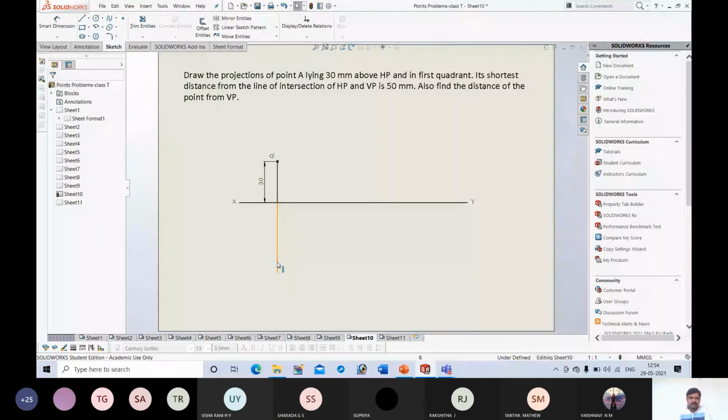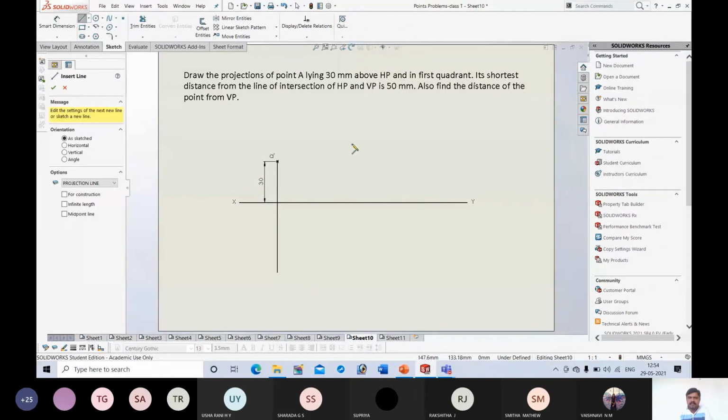Okay, next, I will go for drawing the profile view. Because I know the shortest distance from the line of intersection of HP and VP, based on this I can get the profile view. So I will draw RPP.